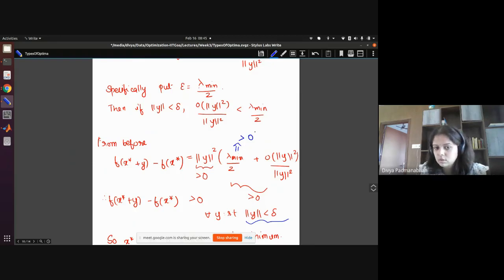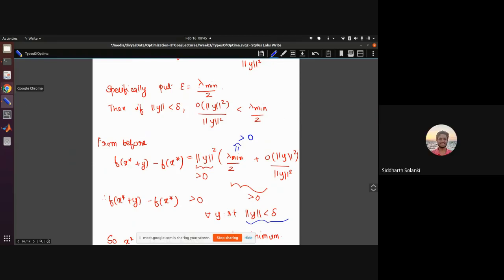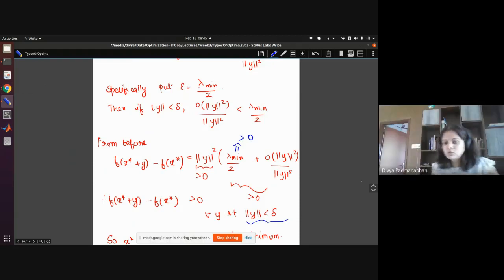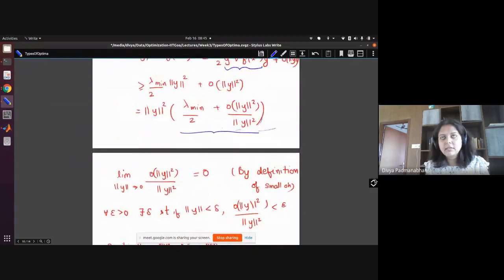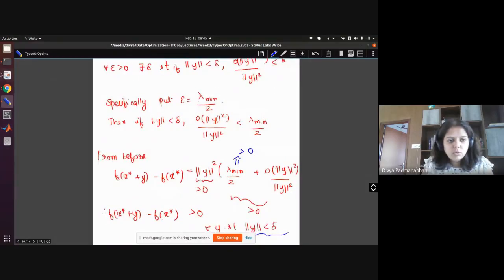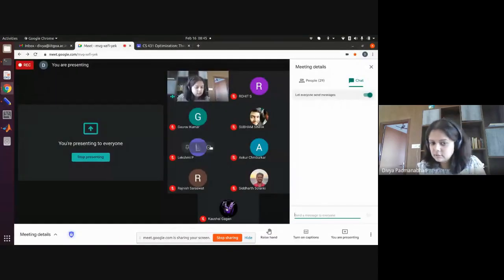Okay. Siddharth, is that clear? Yes, ma'am, it's clear. So when I said that this goes to zero, that's the intuition for it. The rest of the details here are about making things more precise. But the intuitive feel is that this term is very small. All right, so what about the others? Any questions? Is this clear?